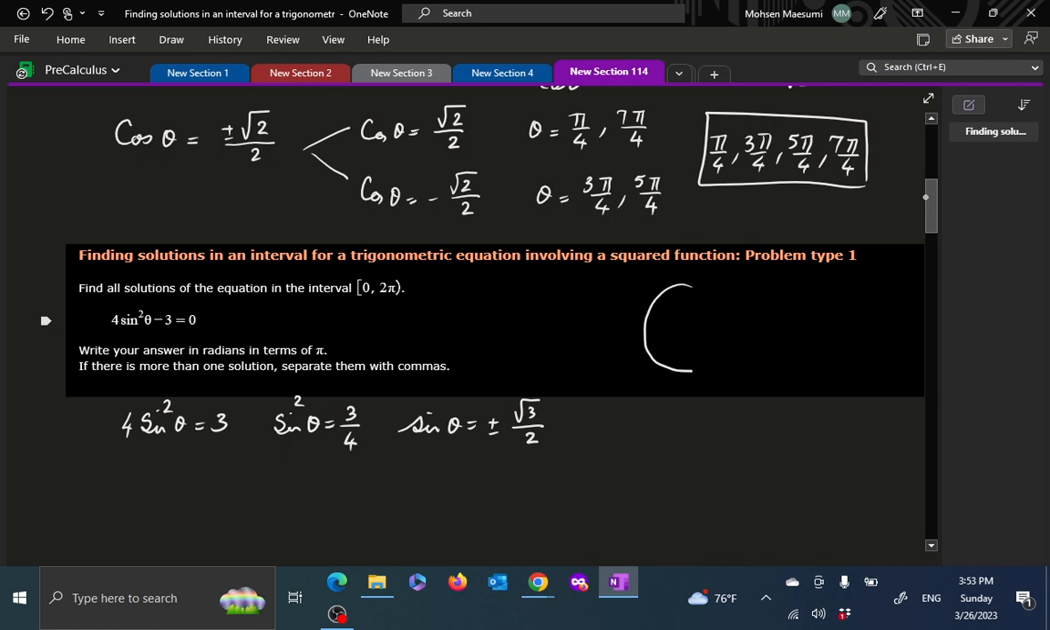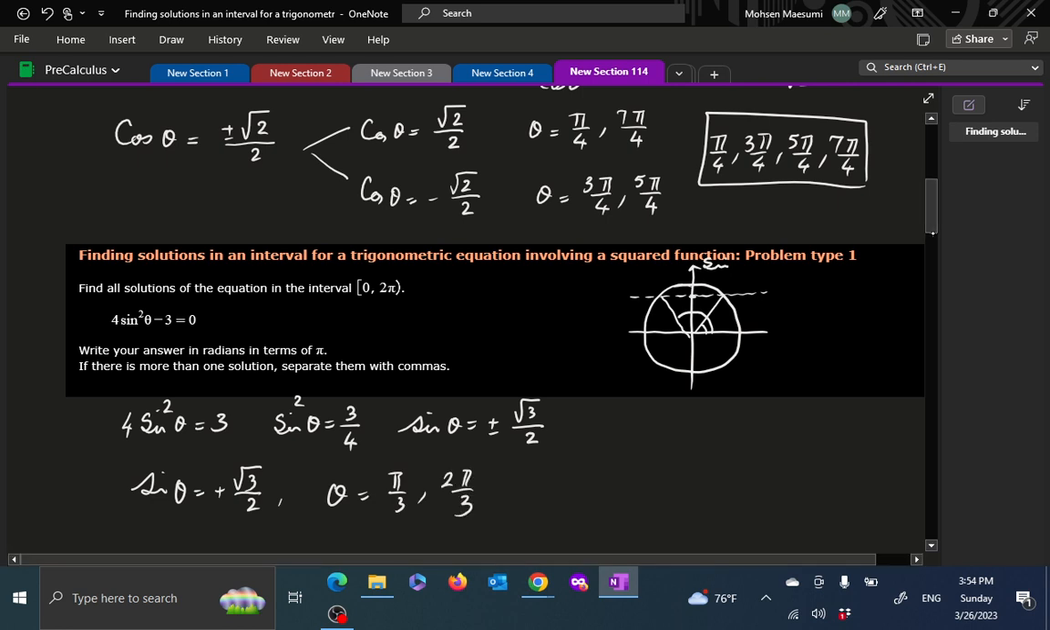So radical 3 over 2, again, we draw the unit circle. Remember, vertical is for the sine. Radical 3 over 2 is somewhere here. We draw a horizontal line here and then connect to the origin. The two angles you see are what we are after. So if you say sine of theta is plus radical 3 over 2, we learn that the answers in that case are pi over 3 and 2 pi over 3.